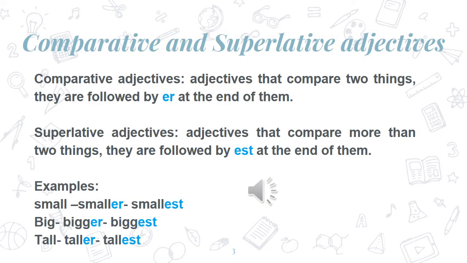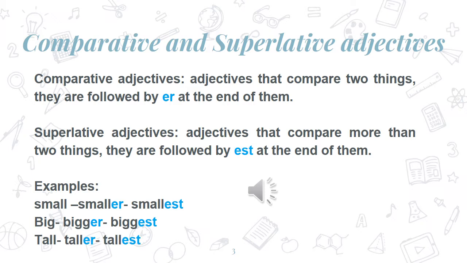So basically, the comparative adjectives are the adjectives that compare between two things. هي الصفات اللي تقارن بين شيئين هي comparative adjectives. They are followed by ER at the end of them. ينتهون ER بنهايتهم. Okay? So for example, small, smaller. Smaller is the comparative form of the adjective. Big, bigger. Bigger is the comparative form of the adjective, and so on.